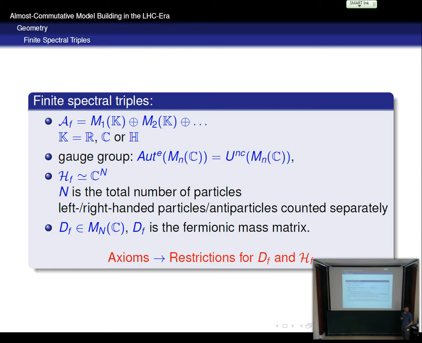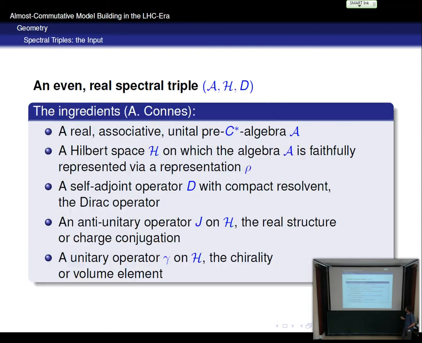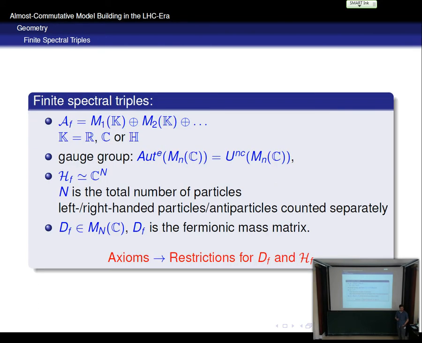At this point, it's a real algebra because I also want to put in quaternions. So then later you complexify this? No, you don't need to complexify. But in the definition of a spectral triple, you said complex algebra. Complex? No. Real. Real C-star algebra.